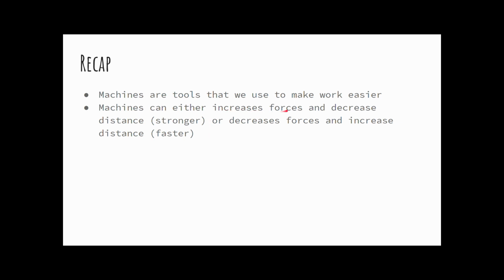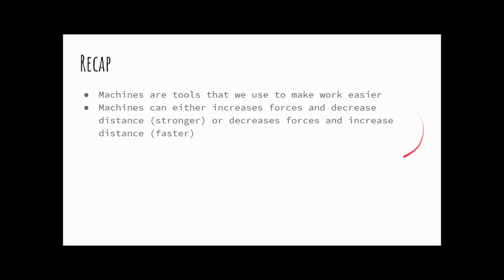Alright, so that's machines, and they can help us do work in two ways. So either they can increase the force and decrease the distance. In other words, they can make you stronger, but you're not going to be able to move things as far. Or they can do the opposite. They can decrease the amount of force that you're applying and increase the distance. So that's good if you're trying to move faster, but you don't need to be as strong.